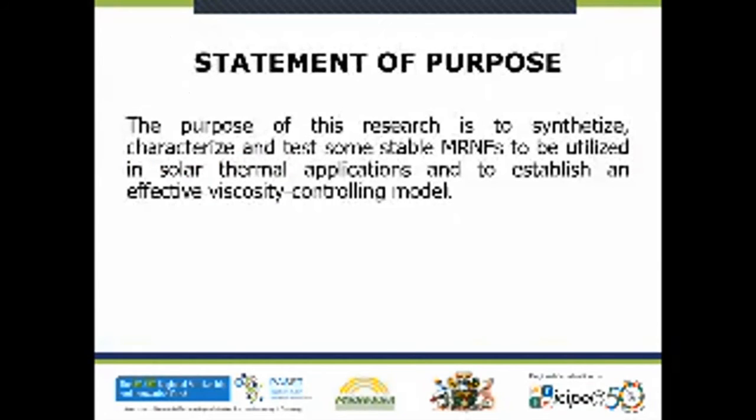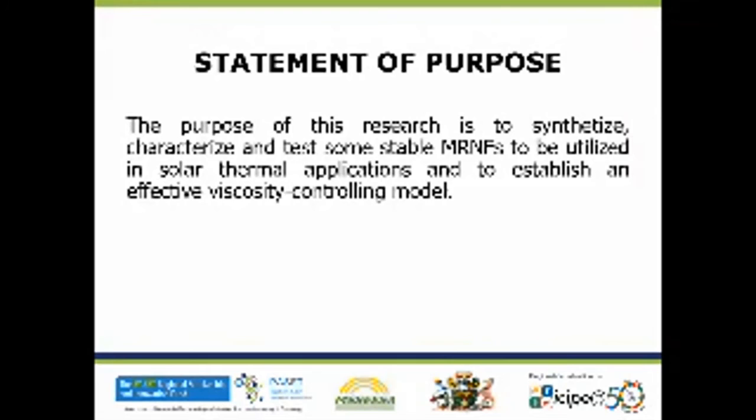So what is the statement of purpose? From my research, I want to synthesize, characterize and test some stable MRNF to be utilized in thermal collectors. And also I need to establish or predict the value of viscosity for this MRNF. This is the statement of purpose on using this MRNF in solar collectors.